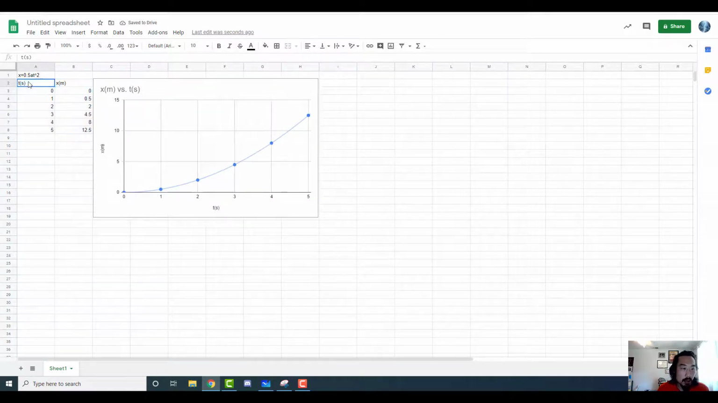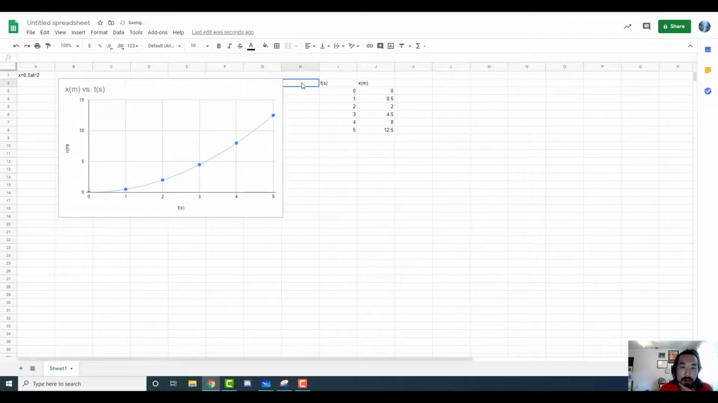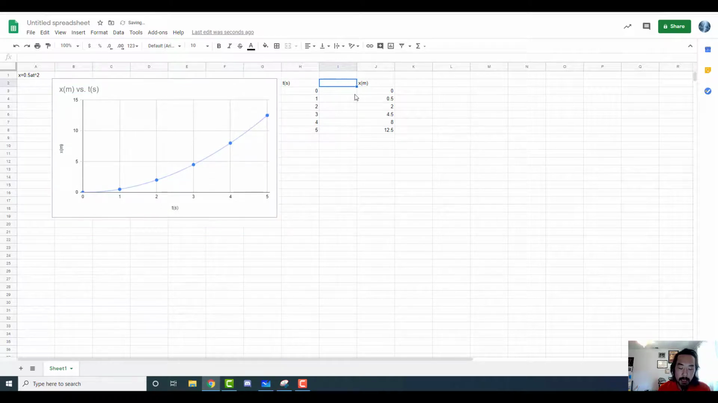I'm going to copy this data set and move it over here so that we can see. What I'm going to do is, instead of time being 0, 1, 2, 3, 4, I'm going to square all of that data. So this will be my time squared, which gives us the units of seconds squared.